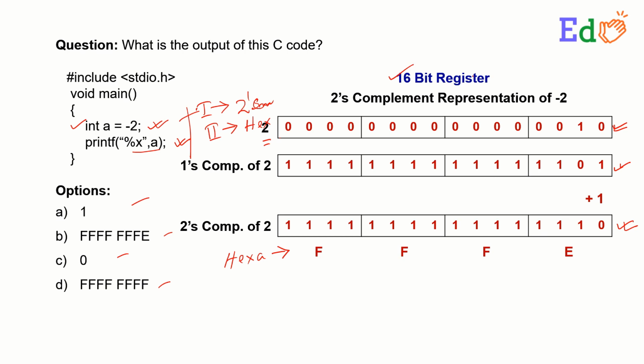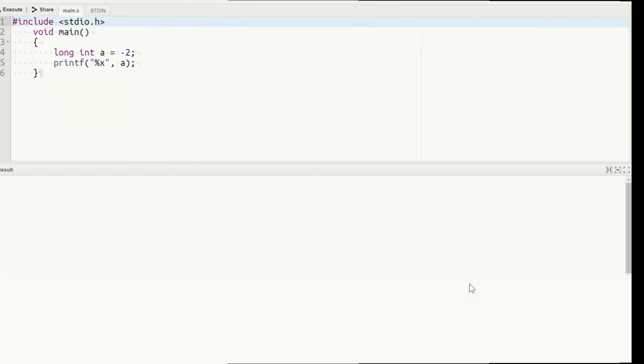But all these operations we did on a 16-bit register. If you do it on a 32-bit register, then what is happening? The value would be FFFF and FFFE, right? Okay, let's run the program and we'll check it out.